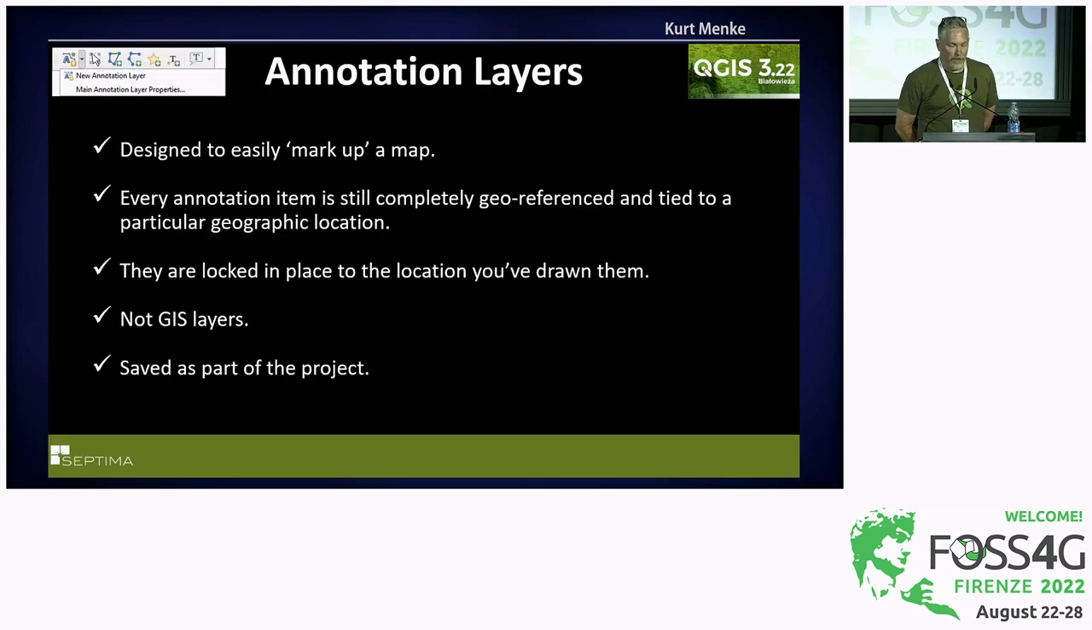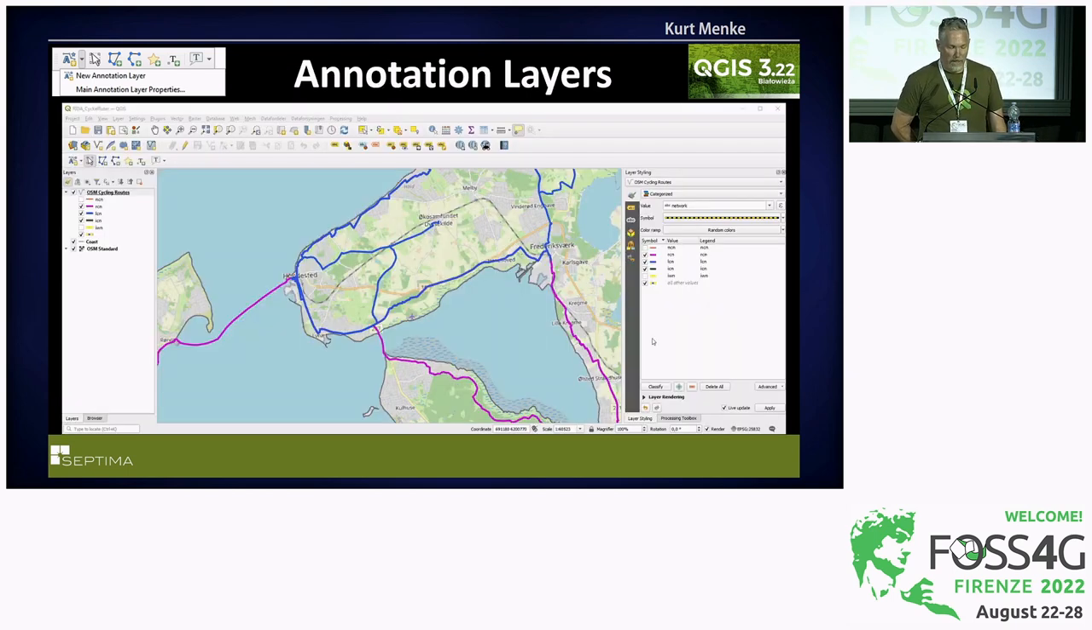A big feature that was released at 3.2.2 is annotation layers. These are really designed just as an easy way to mark up a map. All the annotations are geo-referenced, so they're locked in place once you've drawn them. It's important to realize that these are not GIS layers. They're saved as part of the project. So there's an annotation layers toolbar.